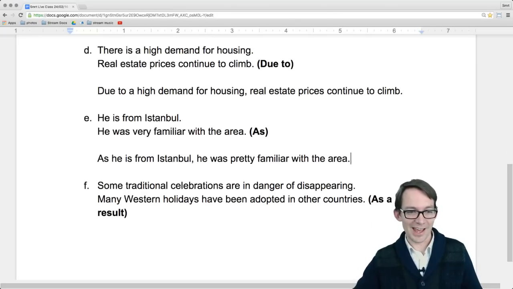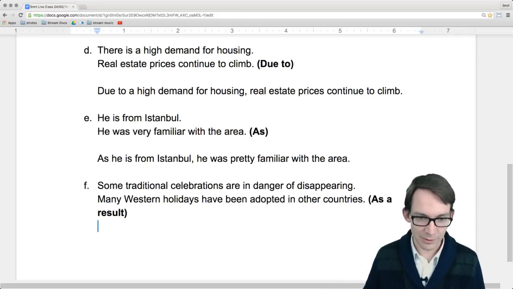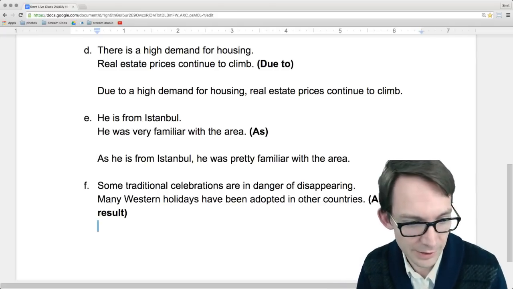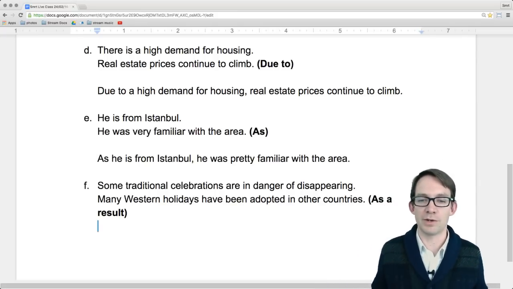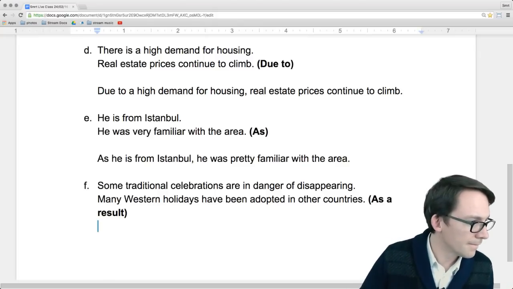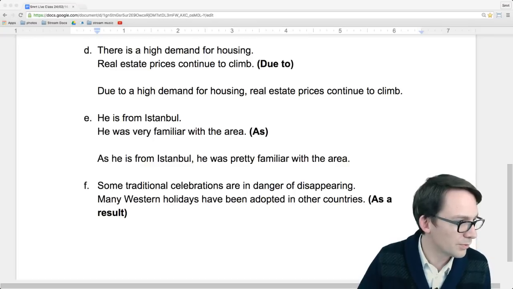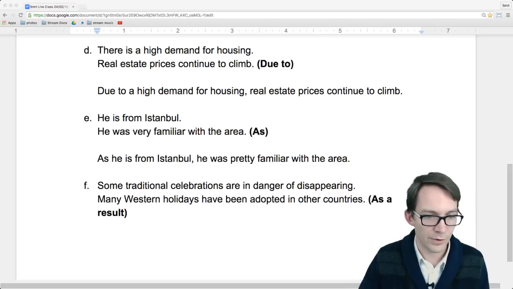Welcome. All right. F, the last one here, says some traditional celebrations are in danger of disappearing. Many Western holidays have been adopted in other countries. So who's got an answer for F for me here? Let me take a look. I saw some answers for F coming in. Yuri's, okay. Let me put Yuri's answer up for all to see.